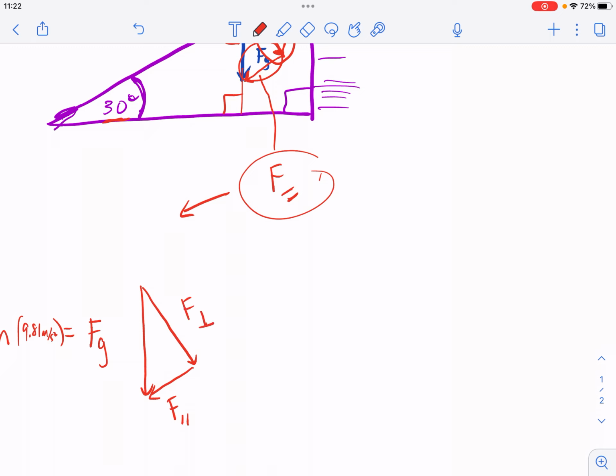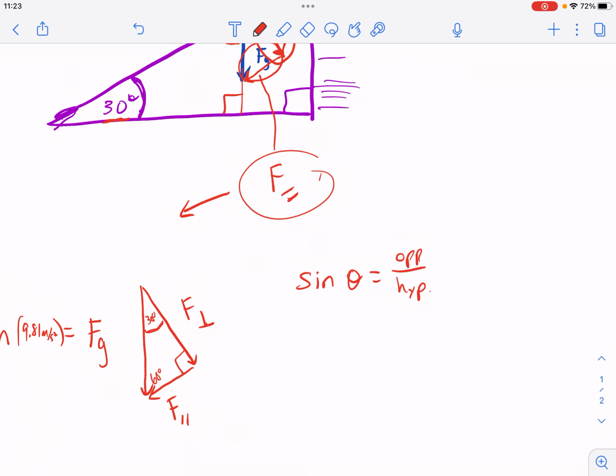Perpendicular. This is a 30-degree angle. This is a right angle. And this must be a 60-degree angle. Okay, so if we know our trigonometric functions, then we know that the sine of an angle, sine of theta, is equal to the opposite over the hypotenuse.